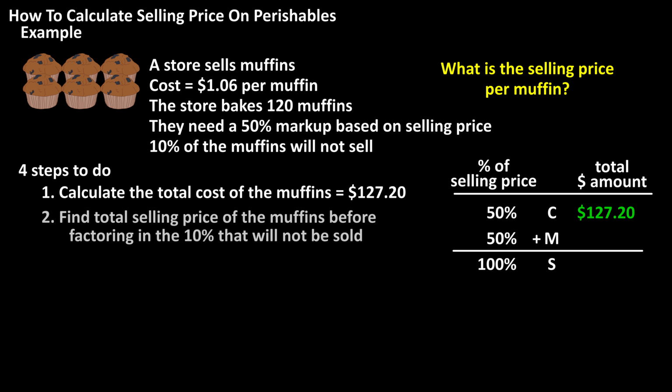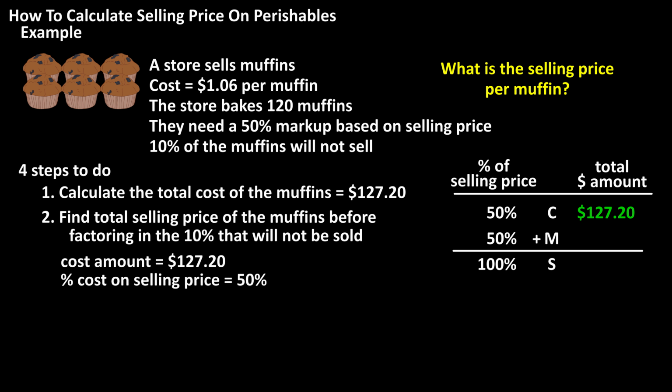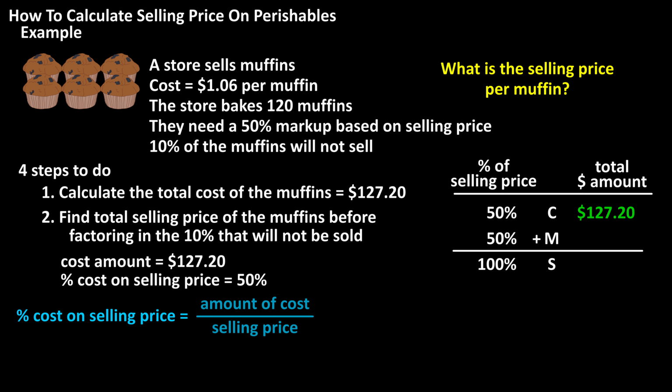Step 2 is to find the total selling price of the muffins before factoring in the 10% of the muffins that will not be sold. And I'll explain this more in depth in a minute. Since we now know the total cost amount and the percent cost on selling price, to find the total selling price, we can use the formula for the percent cost based on selling price, which is the percent cost on selling price equals the total cost amount divided by the total selling price amount.